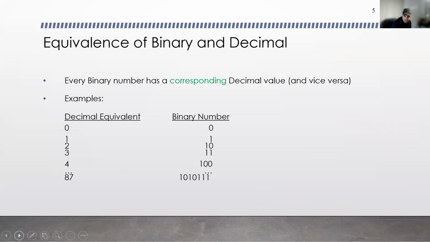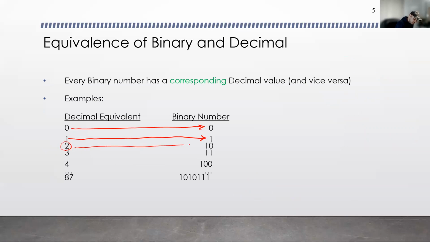And here are some more examples. 0 in decimal is 0 in binary, no problem. 1 in decimal is 1 in binary. But now starts the tricky part. 2 in decimal is 1, 0. This is not 10. That's why we should name the column here as binary, so we don't need to put the parentheses and the base 2 stuff. 3 is 1, 1. This is again not 11. 4 is 100, not one hundred, and so on.